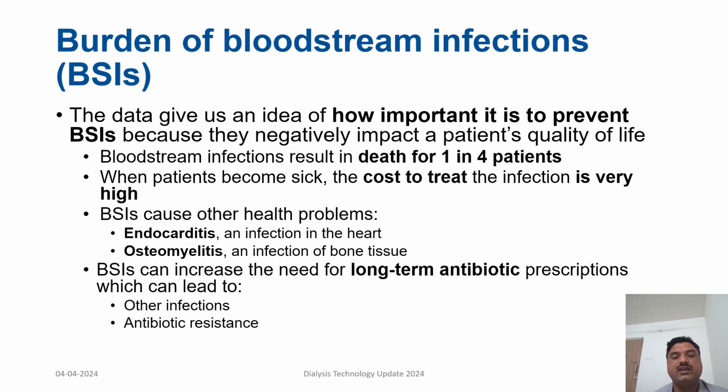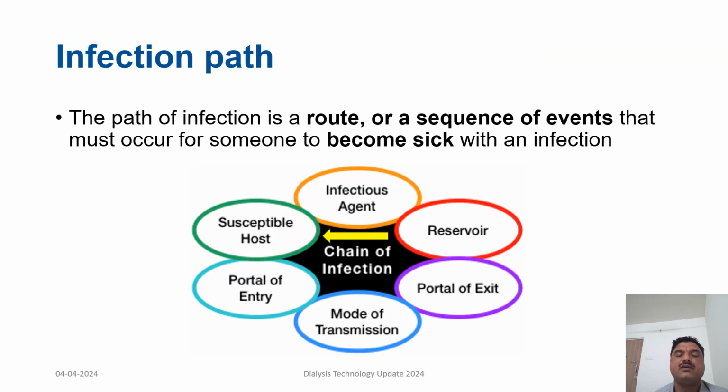Also, these infections require very long-term use of antibiotics, which can pose many other threats, including the risk of antibiotic resistance. So, before we move on to the prevention of infection, one must know how infections spread to a dialysis patient. The infection path is a route or sequence of events taken by the infectious agent to make a person sick.